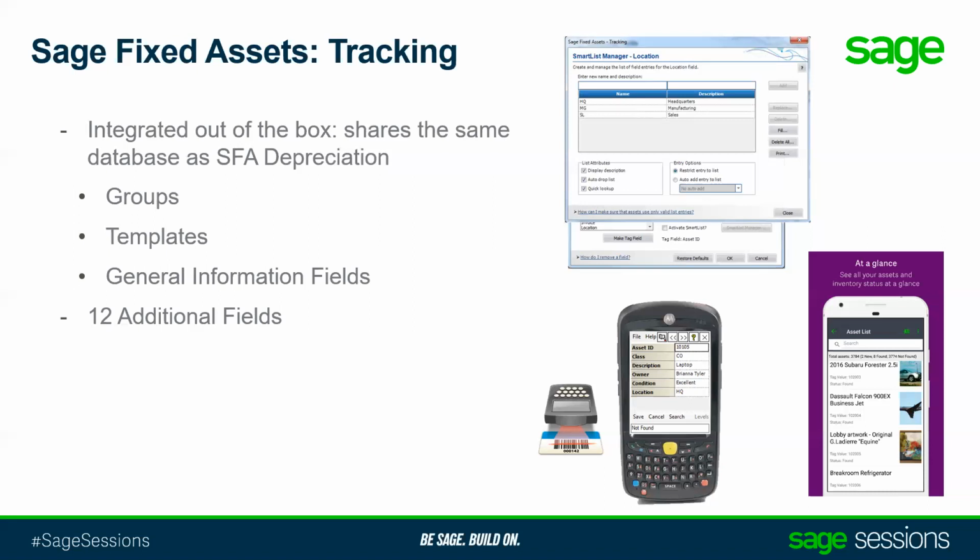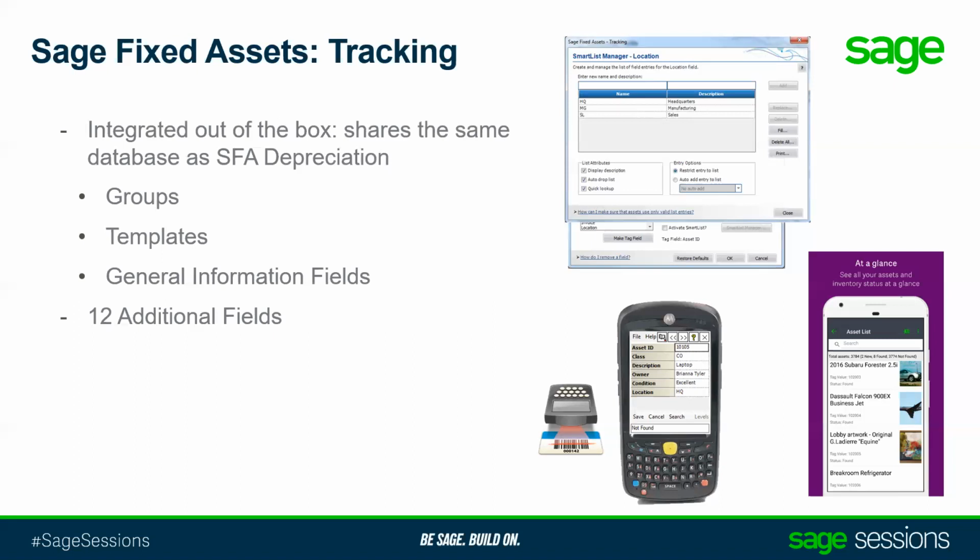The general information fields in the tracking module are shared with the general information fields in the depreciation module. So, for example, as part of the inventory, you're updating location fields or any other information about a particular asset. That information gets updated in both the tracking and the depreciation modules at once. So it really works well together.